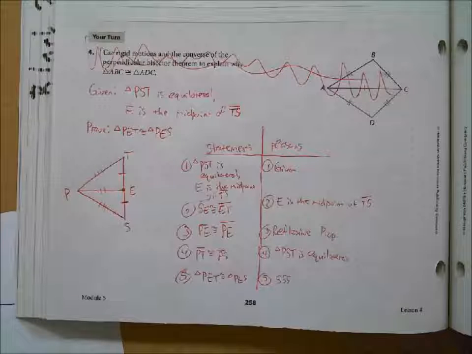Once you show the triangles are congruent, then you can say any of the corresponding parts are congruent. Yes. One more step. And we abbreviate corresponding parts of congruent triangles are congruent by CPCTC.